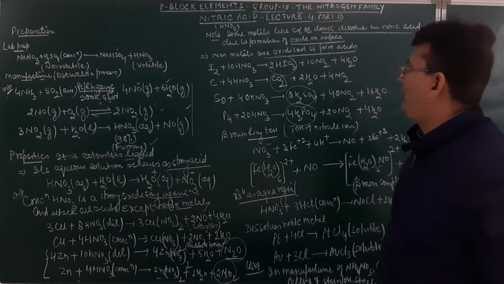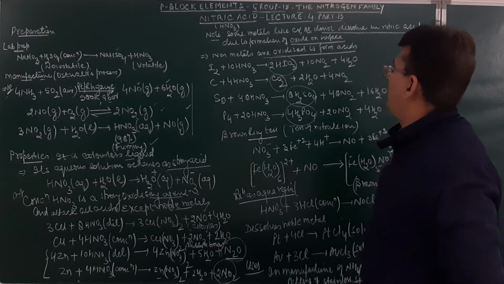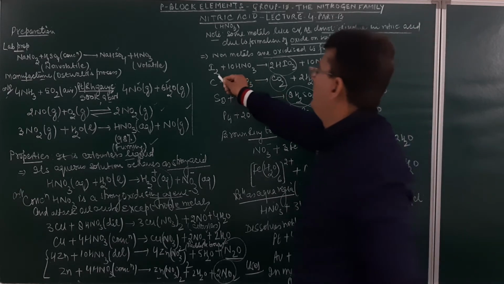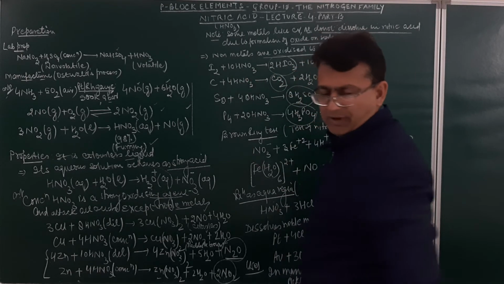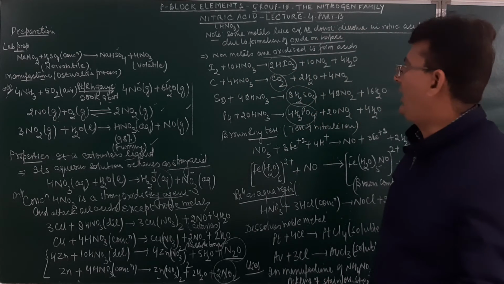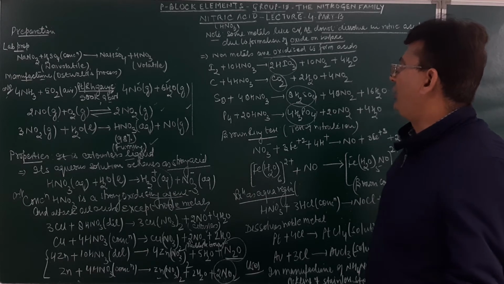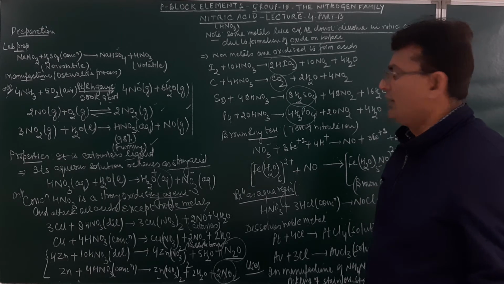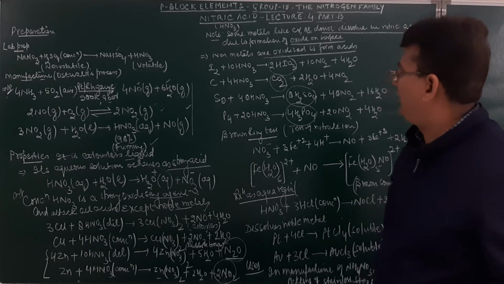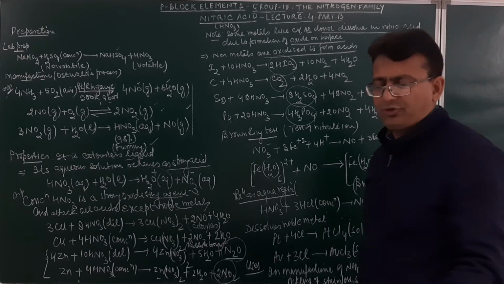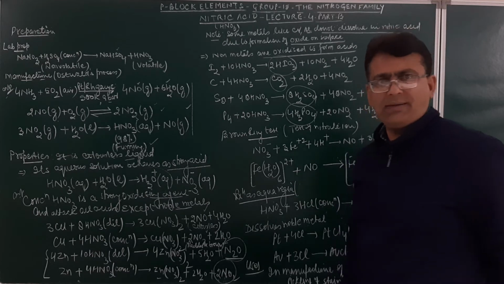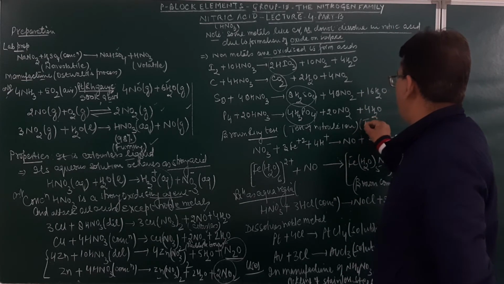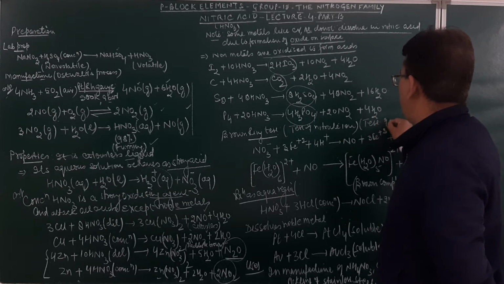So it oxidizes the non-metals to their corresponding acids or their oxides, such as iodine. When oxidized with nitric acid, it will form iodic acid. Am I clear? Carbon, when oxidized with nitric acid, will result in the formation of carbon dioxide. Sulfur will be oxidized to sulfuric acid. Phosphorus will be oxidized to phosphoric acid. Am I clear?